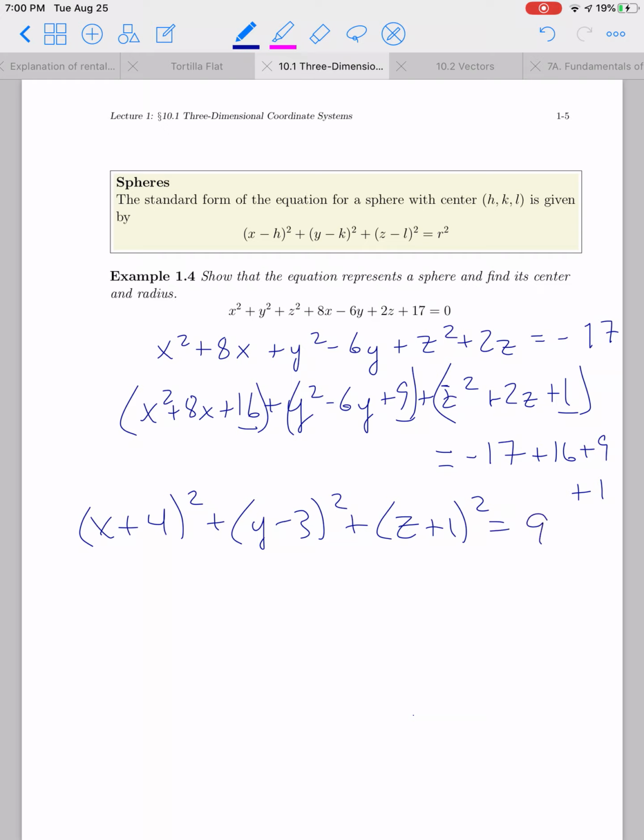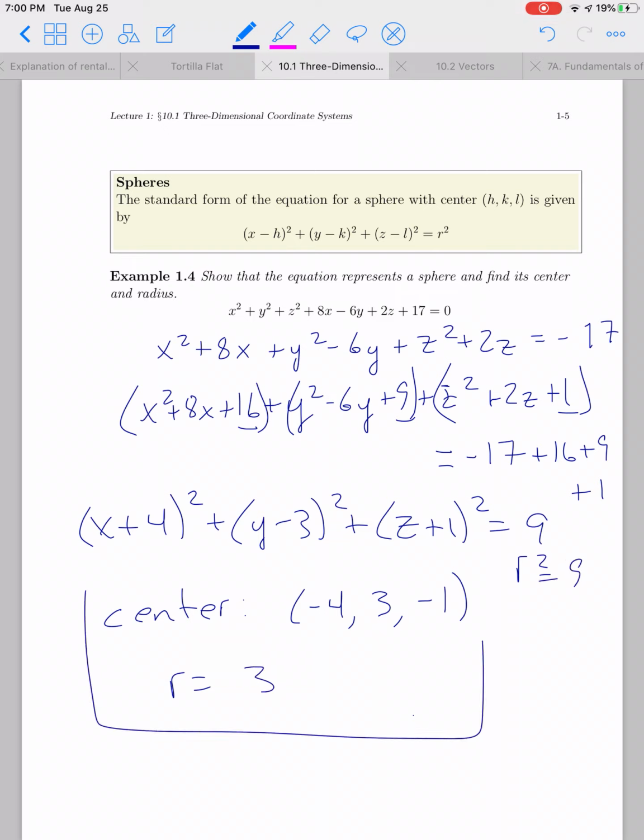Now we know that our center is gleaned from this equation right here. We'll have negative 4, positive 3, negative 1. Our radius, well, r squared equals 9, so r is 3. Radius will always be positive. We don't need to worry about a negative radius or any idea of that. And there we go, center and radius after putting this equation into standard form by completing the square. And that should be a pretty standard operation.